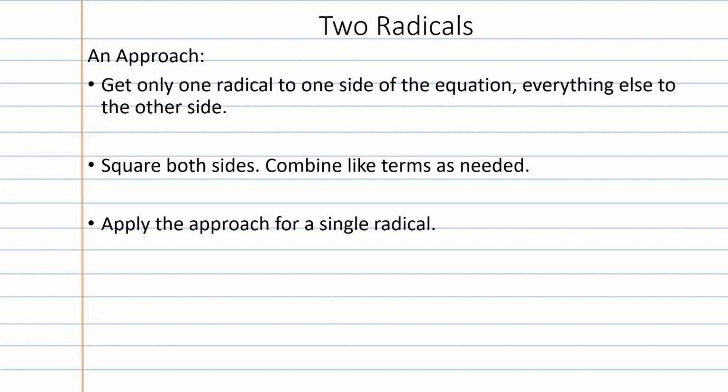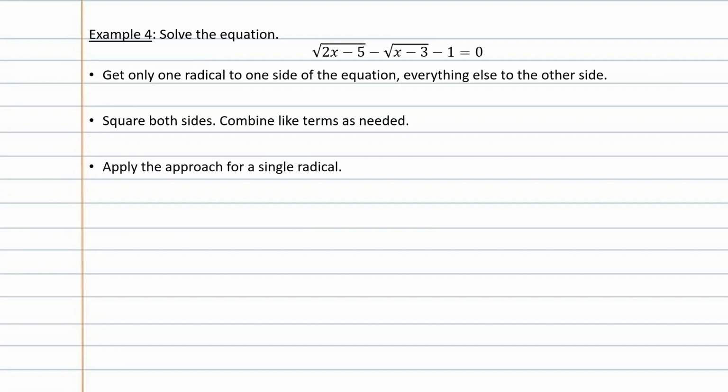After that, we will probably still have a radical hanging around, but we should only have one radical after that, so we can apply the approach for a single radical after we've applied the approach for that first radical, and then solve all the way through. So let's see what that looks like.